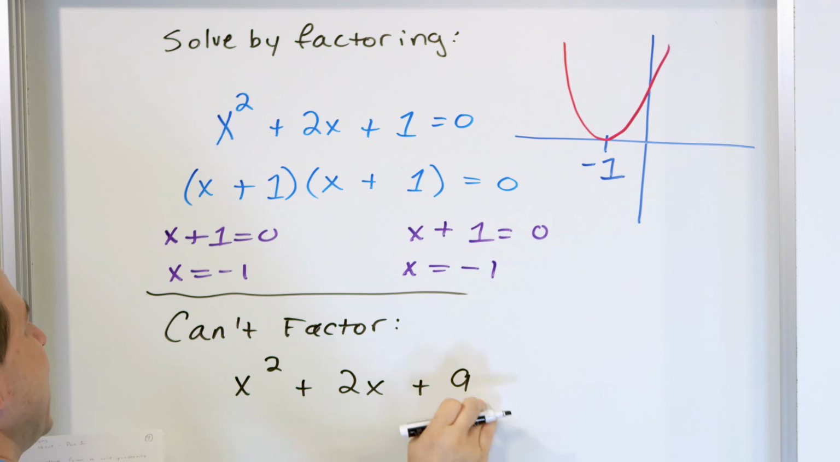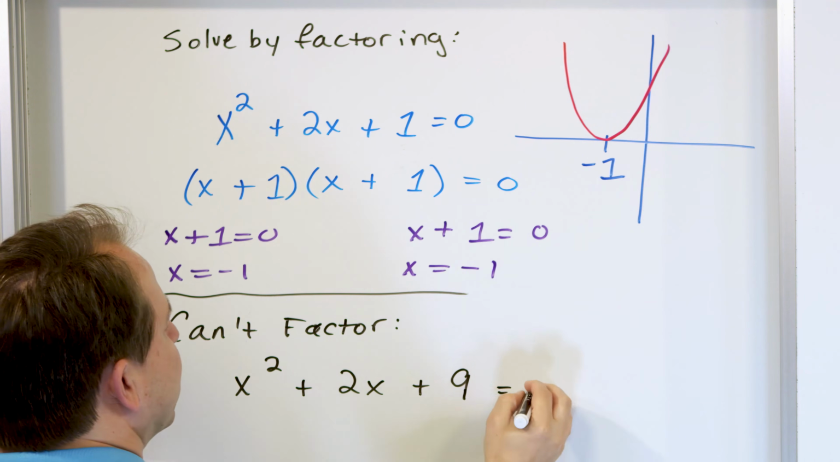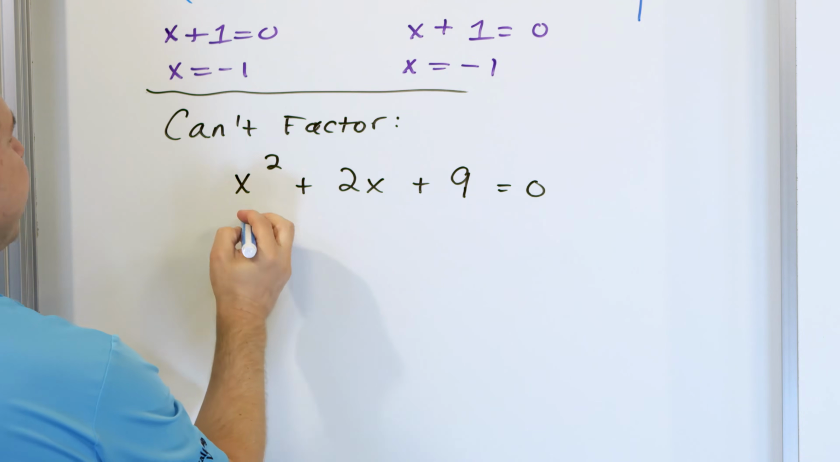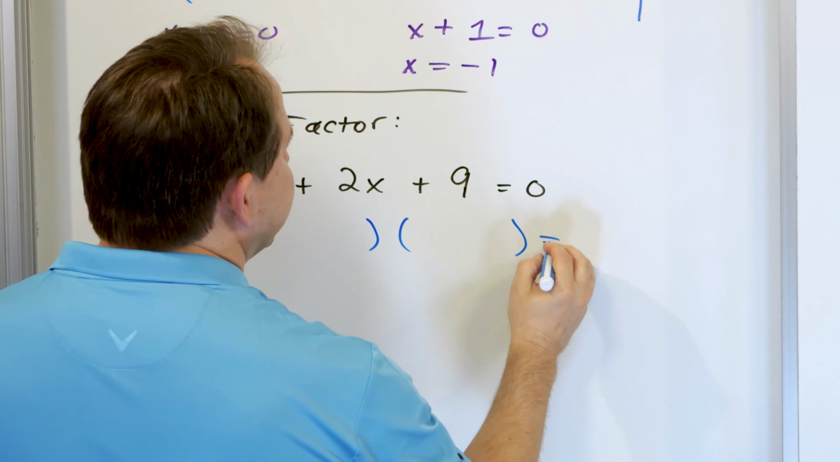So this is exactly the same form as this one. And of course, we're setting it equal to 0. And we would like to solve it. The first thing you do is you try to factor it. So you put your parentheses here. You set it equal to 0.